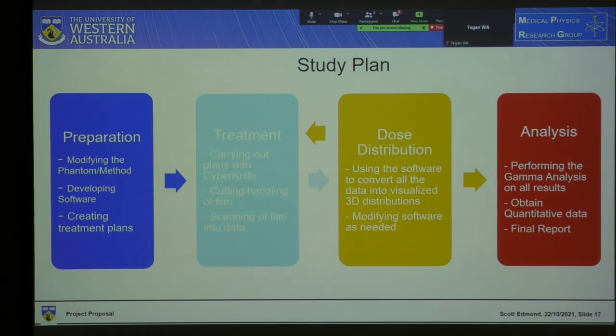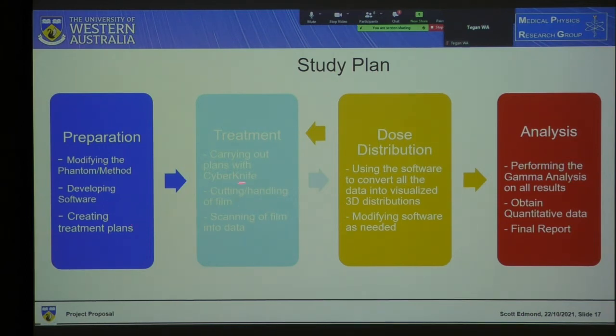So this is my current study plan. The first step is going to be the preparation: any modifications we want to make to the phantom or the method as described in the initial Thomas Klein's project, to maybe remove some of those problems that were had, along with developing the software and getting hold of those treatment plans.